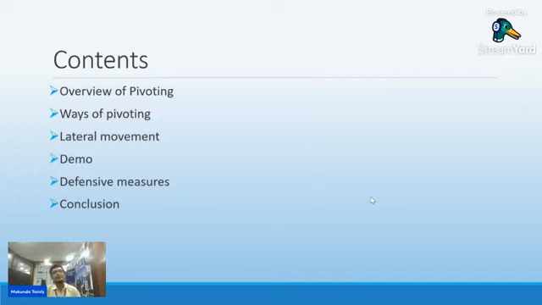And then we will talk about the different ways of pivoting, some of the common ways through which an attacker will do the pivoting. Then we will see lateral movement, what is lateral movement. Then the demo. Then what defensive measures we can take to help our industry to be secure against pivoting. So let's start with the overview of pivoting.